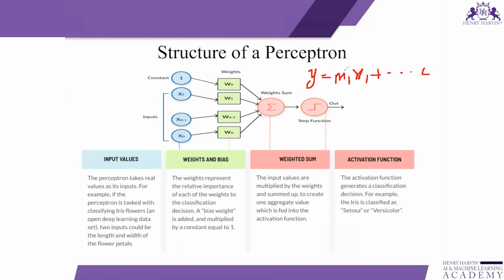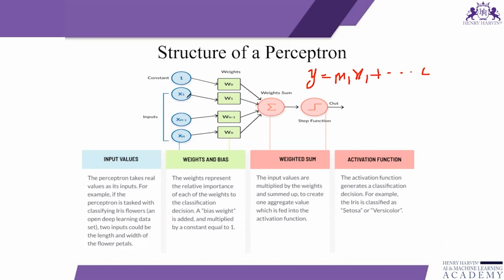We have studied about slopes, right? So here it is called weights, right? And weighted sum in the sense, what is happening over here? W1 X1 plus W2 X2 up to Wn Xn plus W0, which is nothing but the bias, right? So that summation is being carried out over here, and then we apply some activation function over here.